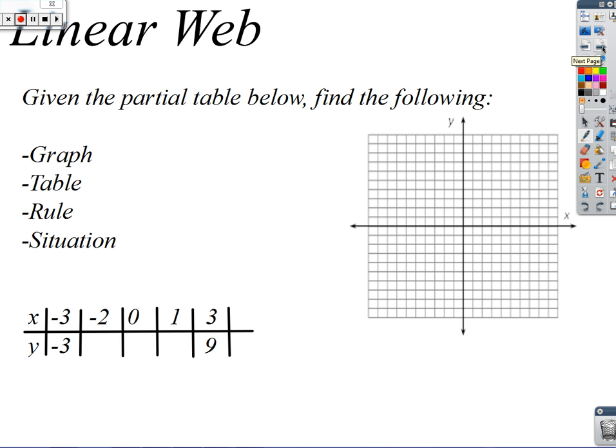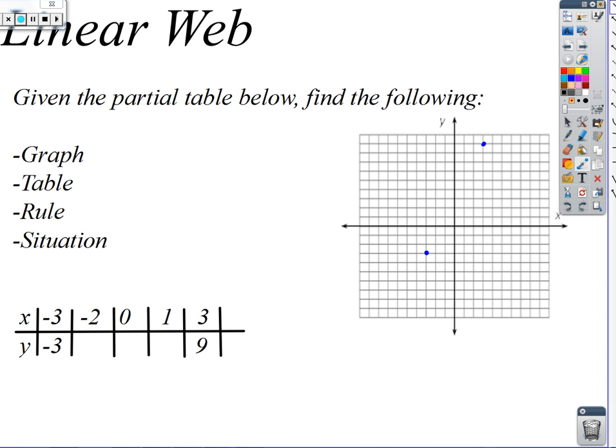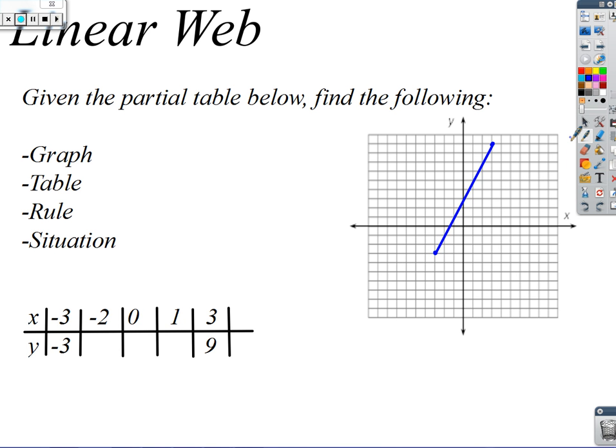For those of you that aren't real strong in your algebra skills, the easiest method would probably be to plot the 2 points, negative 3, negative 3, and 3, 9. Draw the line connecting those 2 points, and then use your graph to write the equation of the line.